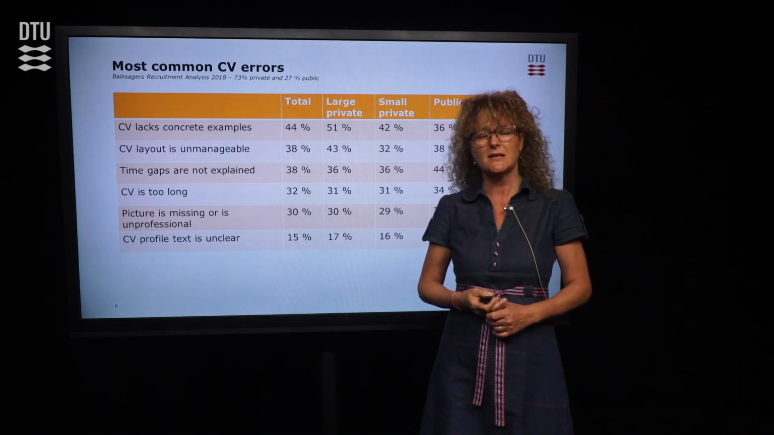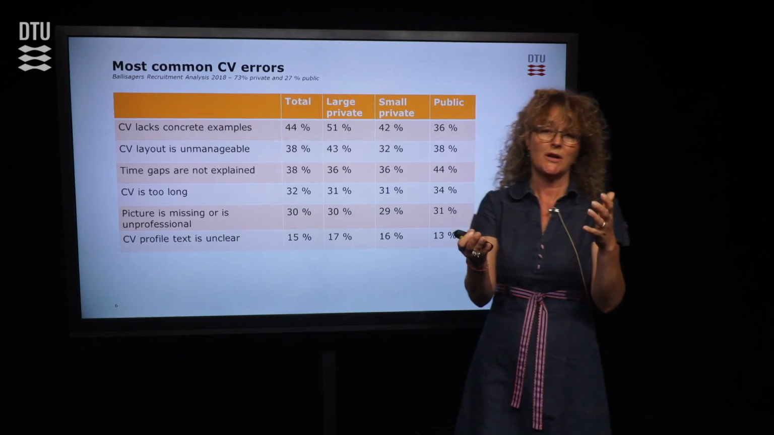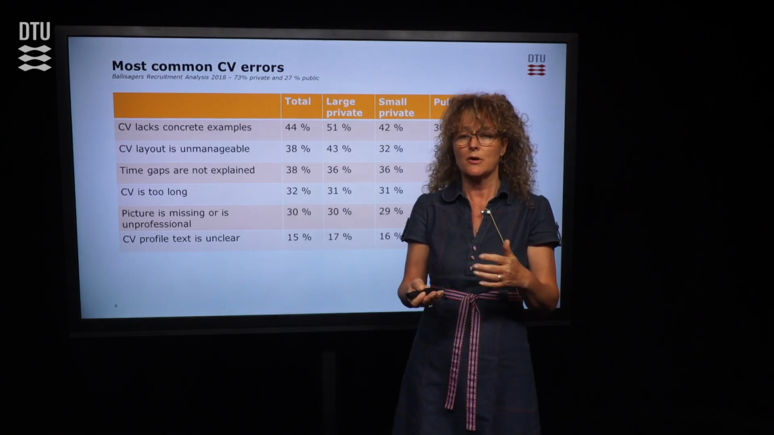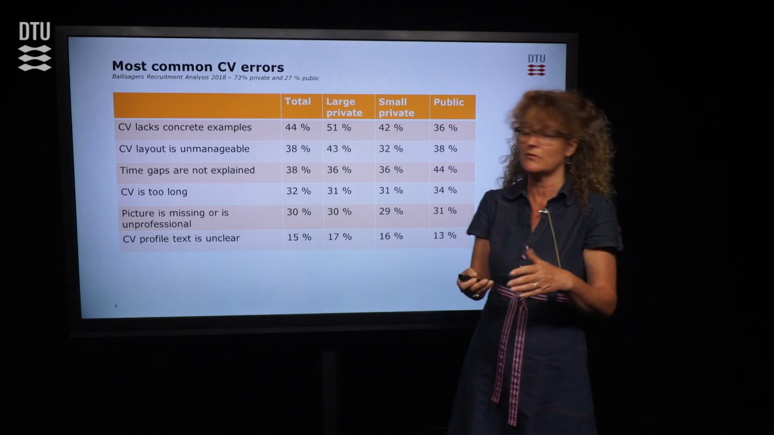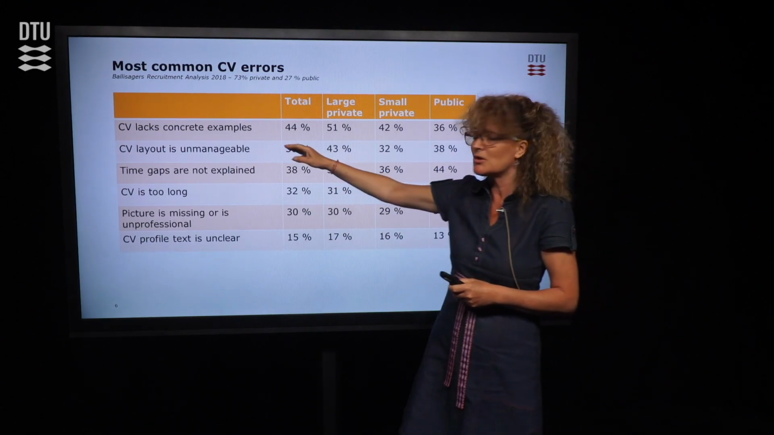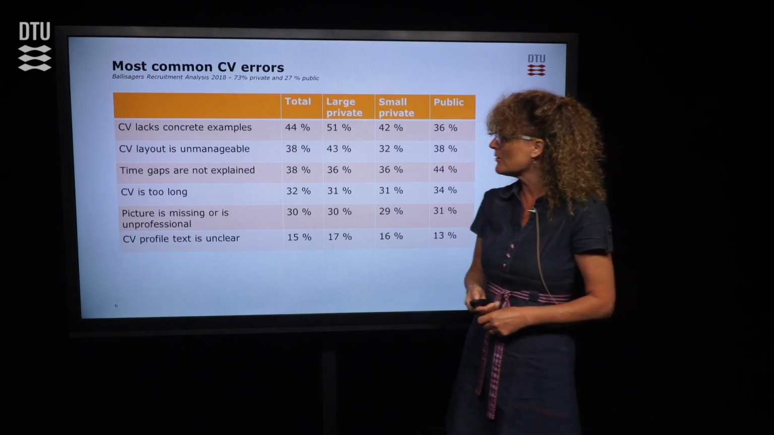The CV layout is unmanageable. Unmanageable means that you're talking about one thing, for example your education, then you talk about your experience, and then again you start talking about your education, maybe special courses you have done. So structure it well so it's easy for the company to find their way around. The time gaps are not explained.